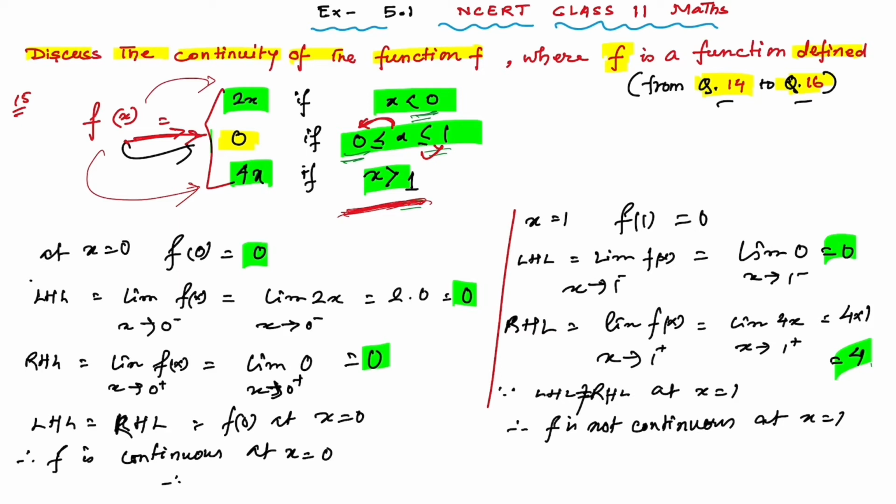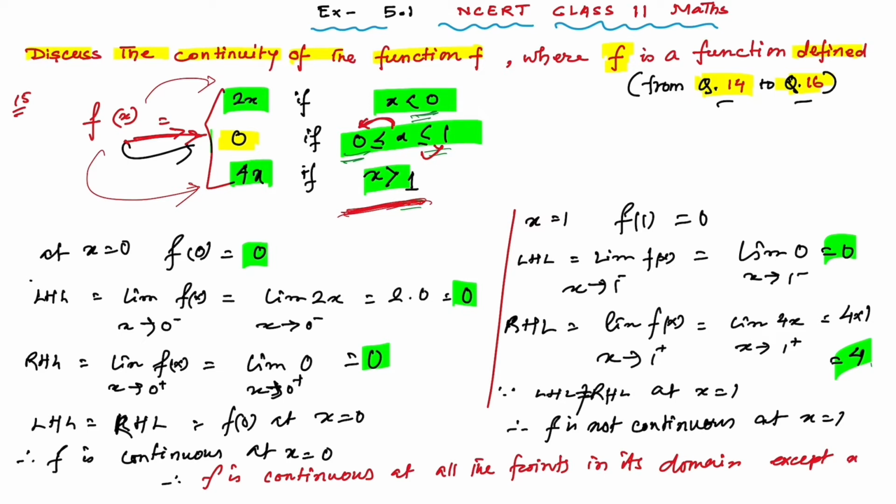Therefore, x equal to 1 is the only point of discontinuity, sorry. So f is continuous at all the points in its domain except x equal to 1, except this point. Okay, hope you have understood. Now let's move on to the next question.